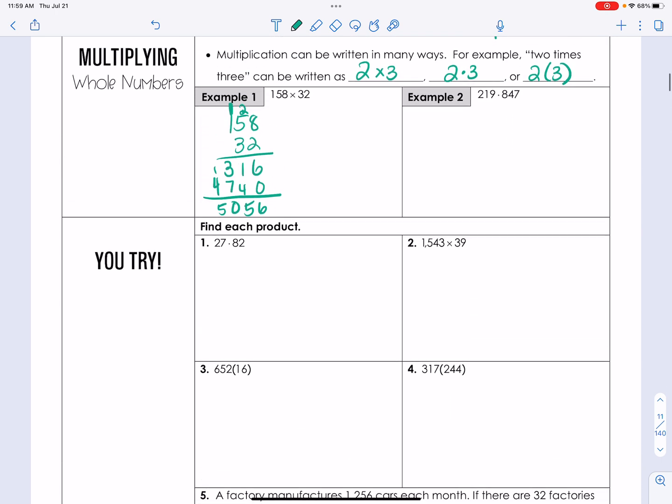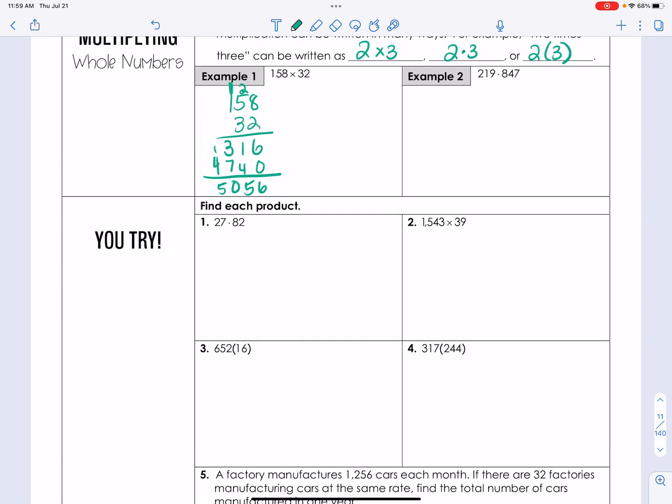I don't think I need to do a bunch of these, but I just wanted you to see that multiplication can be written with a dot, with an X, or with parentheses. So what I would like you to do is question 2. Pause this video and work question 2.